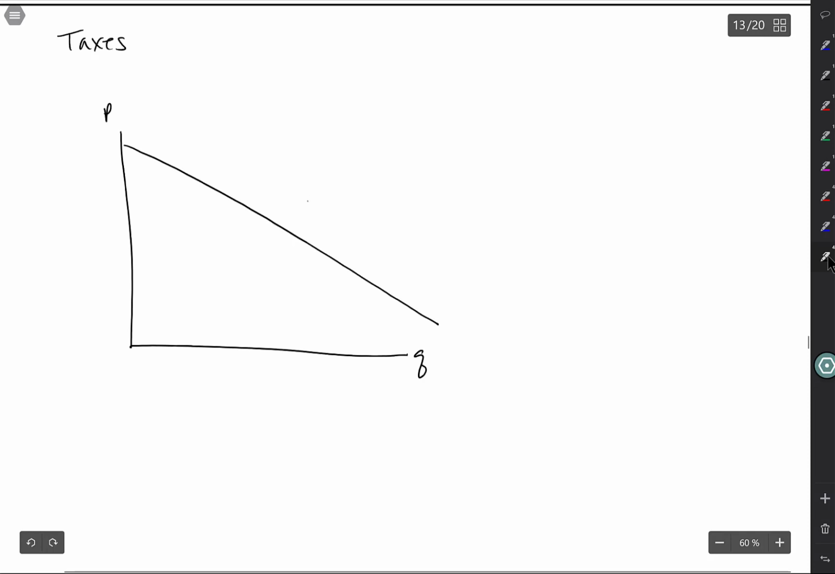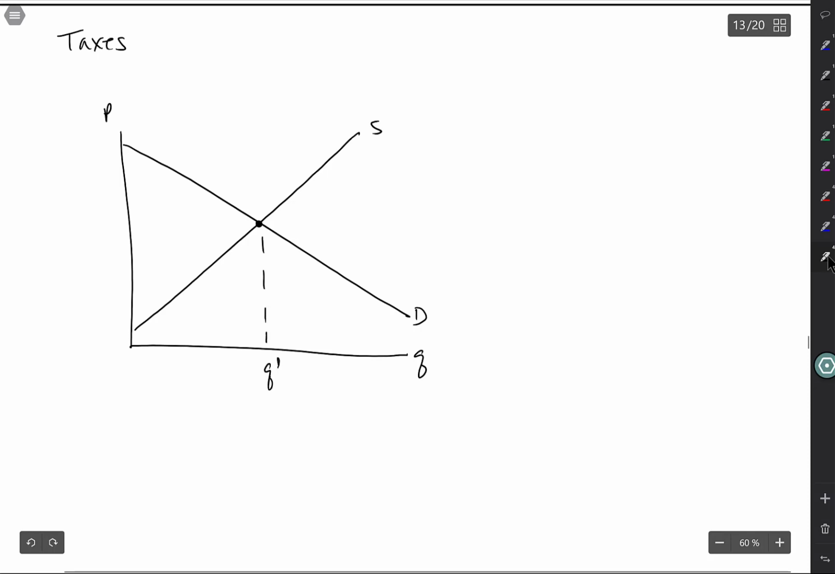We have our negatively sloped demand curve, and we have our positively sloped supply curve. Kind of losing my voice, as you can tell. So there's Q star, equilibrium quantity, and then equilibrium price is here. That's under the free market outcome, assuming the government does not intervene.